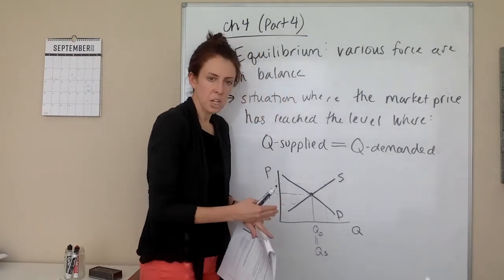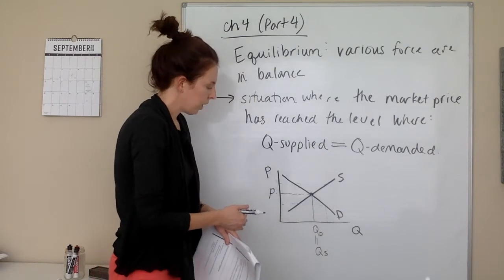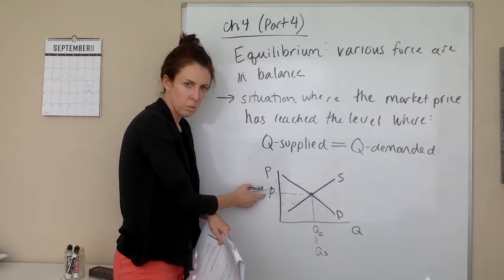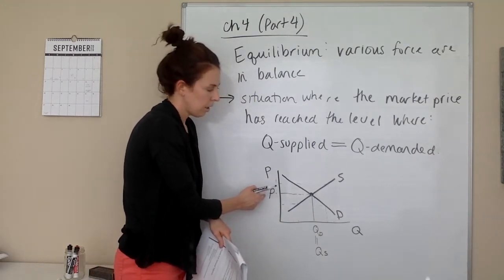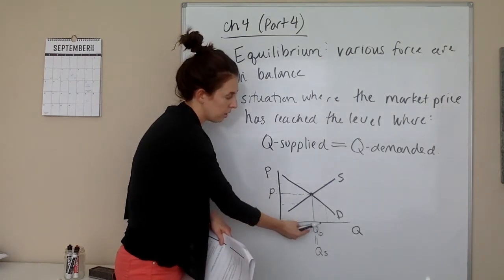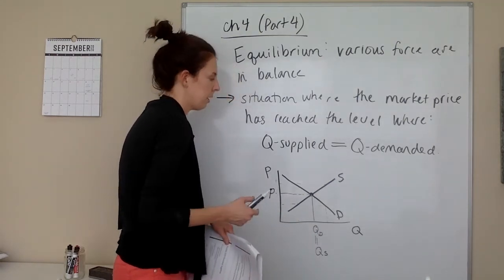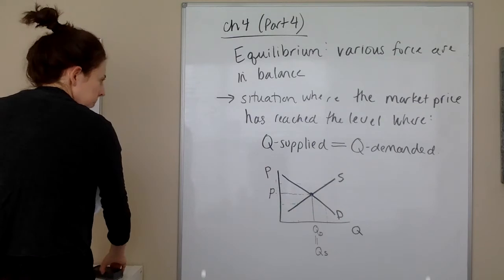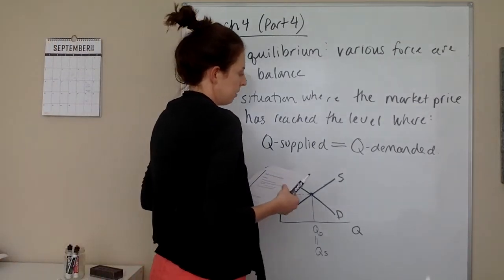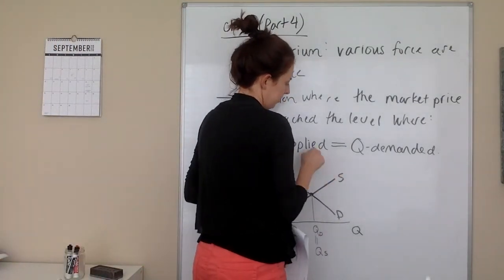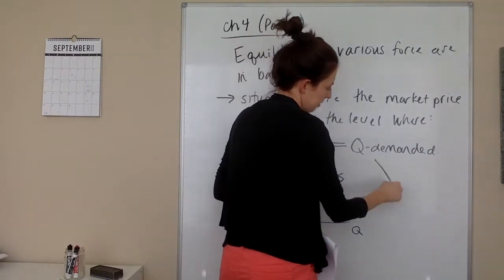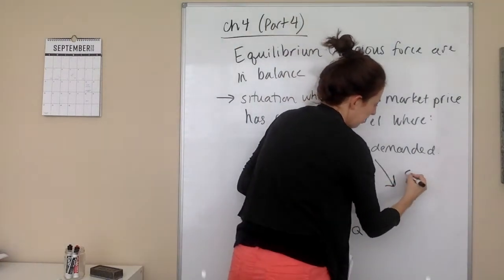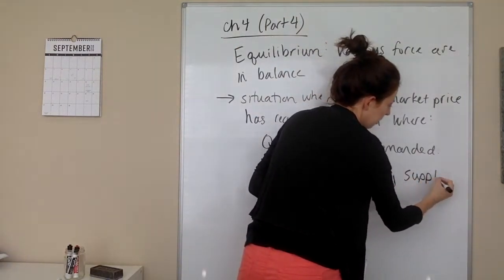And so at the intersection of these two lines, we have a given price that corresponds to a location where the quantity demanded is equal to the quantity supplied. Okay, so all of this happens when the supply and demand curves intersect.